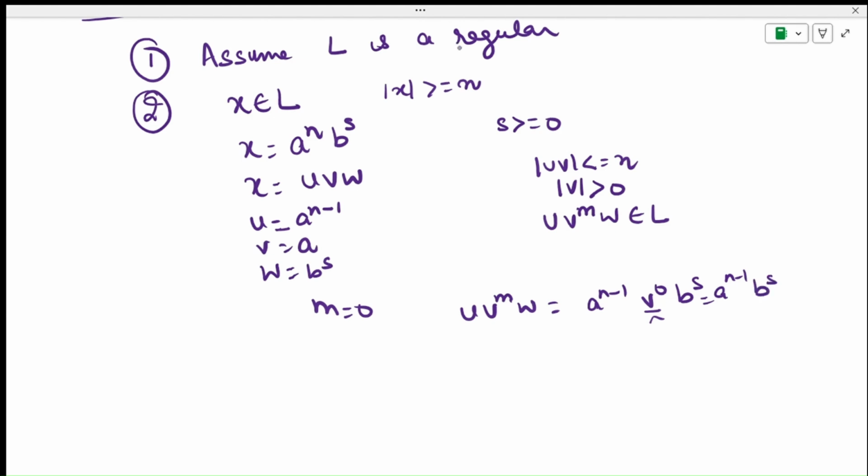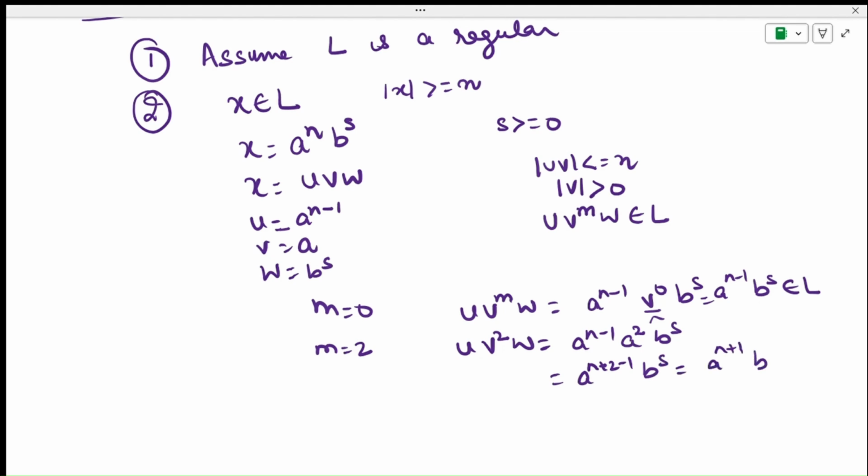This belongs to L. Similarly, if I take m equal to 2, I'll get u, v squared, w. So this is a raised to the power n minus 1, this becomes a squared, and this is b raised to the power s. So this is a raised to the power n plus 2 minus 1, that is a raised to the power n plus 1, followed by b raised to the power s. This is also in L.